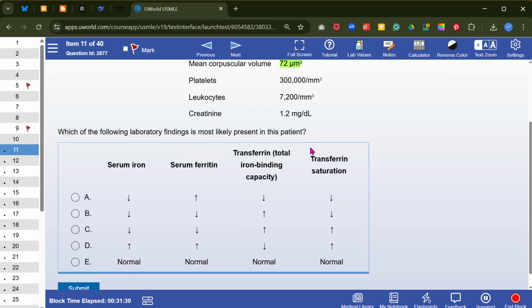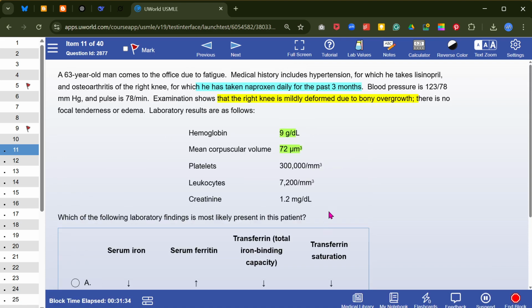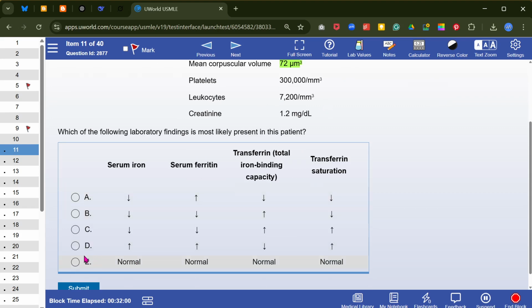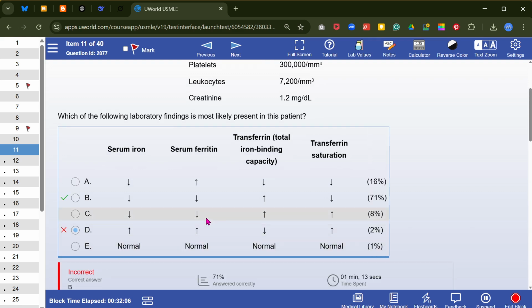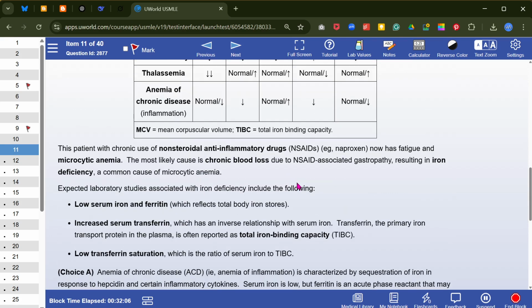Is it anemia of chronic disease? Iron deficiency. Iron deficient. Where is the bleeding? Low, yes. Maybe you are right. You are thinking in what? Yes, yes.